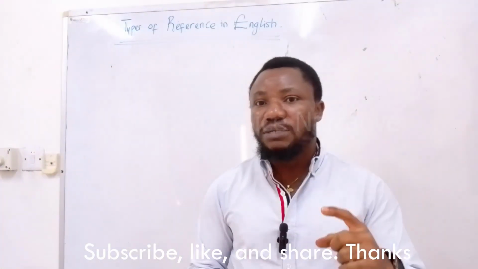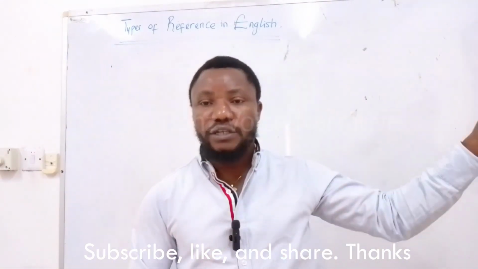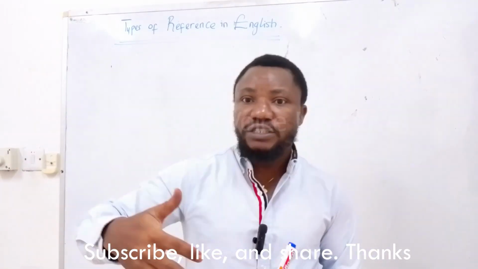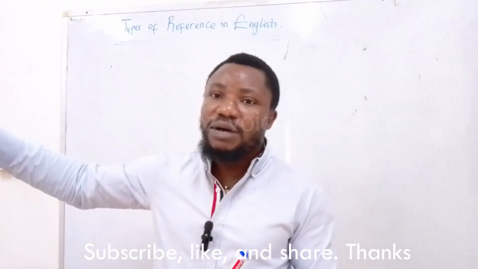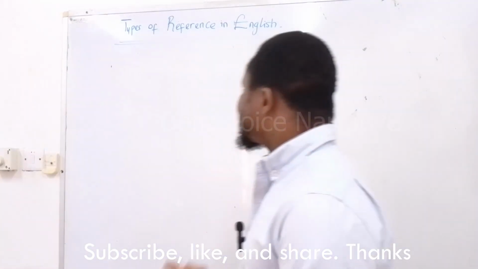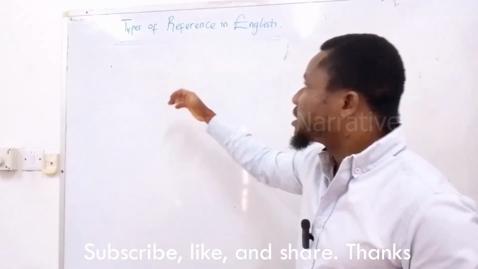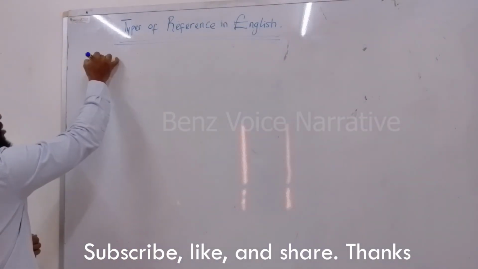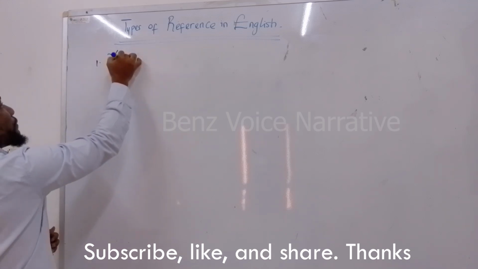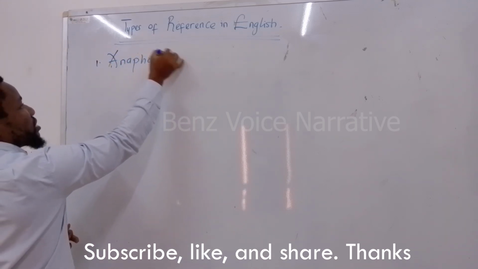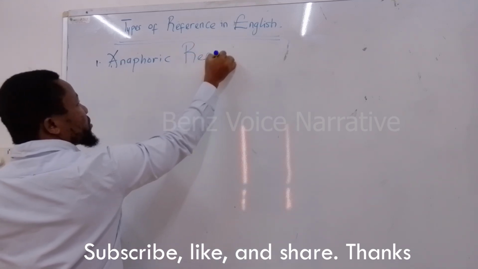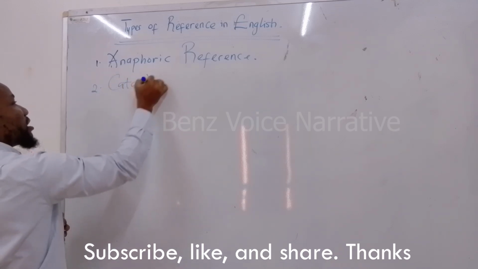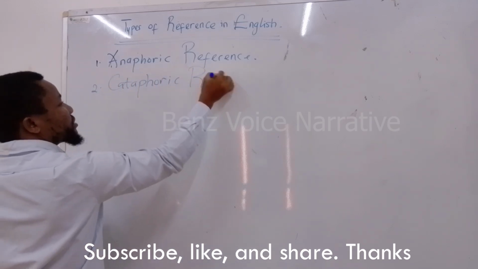It's possible for a word to refer to a word at the back, backward, and it's possible for a reference to point to another word that is going to come at a later time within a sentence. So let's get to the class. Already we've defined references. In English, we have two types of reference. The first is anaphoric reference, and number two, we have cataphoric reference.